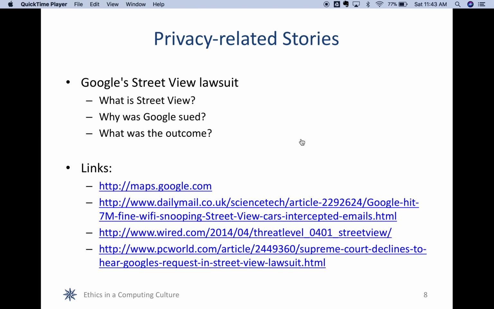So Google was hit with this fine. What do you think happened? Well, what happened was Google took the Wi-Fi snooping case to the Supreme Court. This was back in 2014. And the Supreme Court declined to hear Google's request in the Street View lawsuit. The lawsuit talks about Google wiretapping laws.